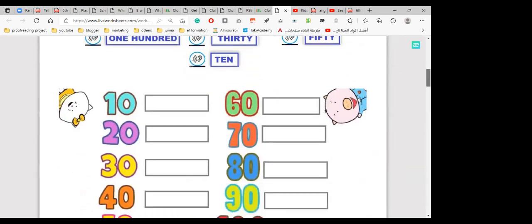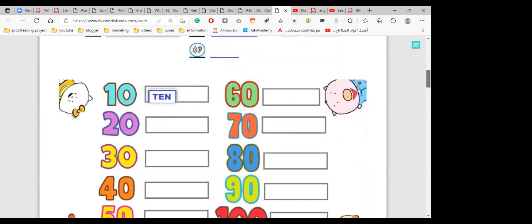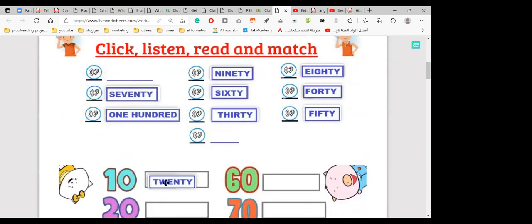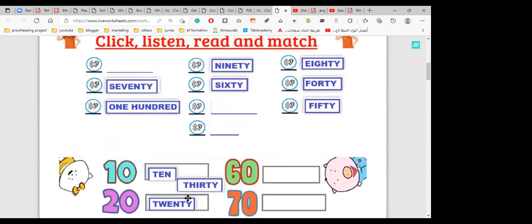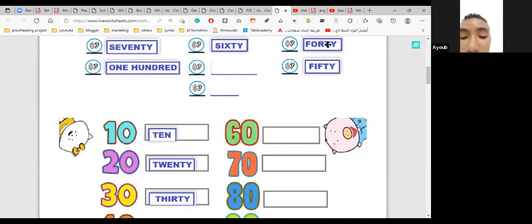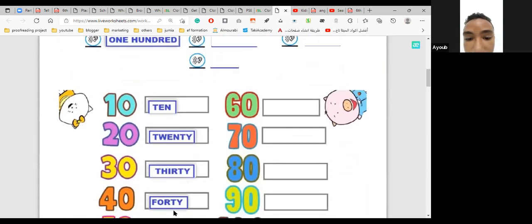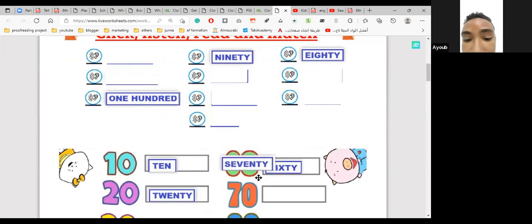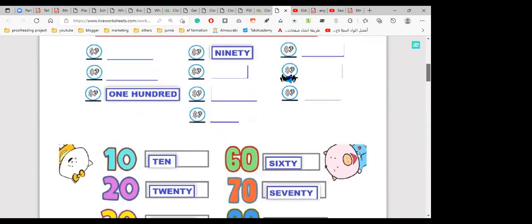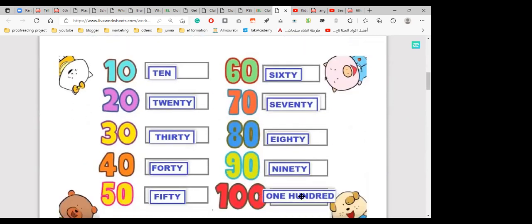So we are going to put them like this. Number one is 10. Number two is 20. You need this number when you tell the time. 30. This is 30. After 30, we have 40. After 40, 50. After 50, 60. After 60, 70. After 70, 80. After 80, 90. After 90, 100. Okay, so these are the numbers.